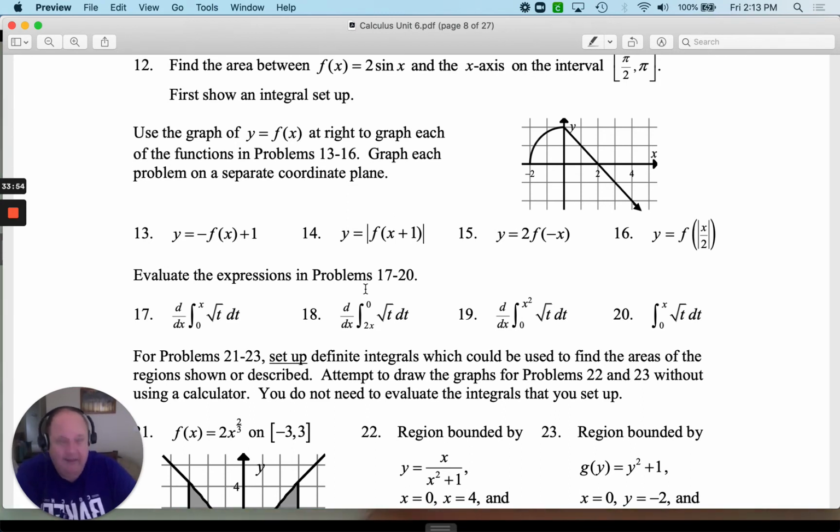So I'm going to take each key point. So that's negative 2, 0. That's 0, 2. That's 2, 0. And 4, negative 2. So that's each of the key points. And I know the first two make a quarter of a circle.